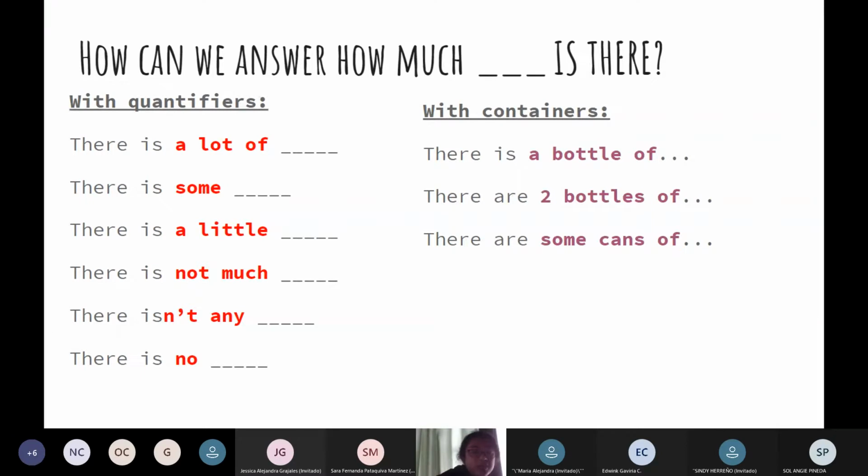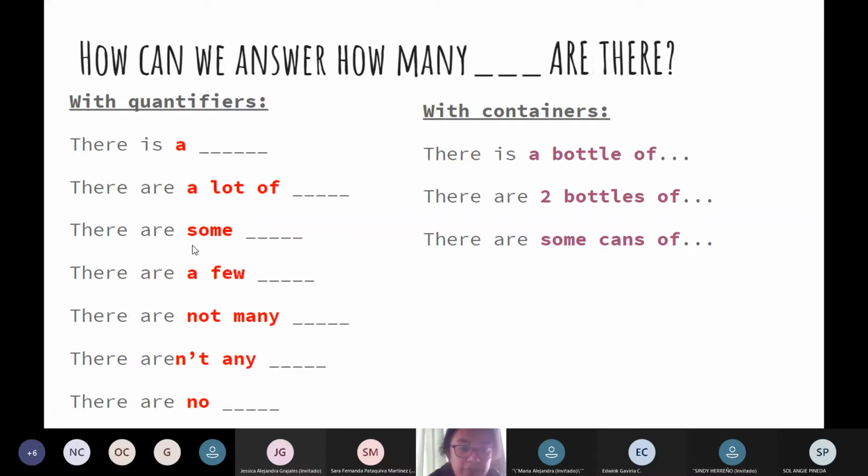Entonces, para decir que hay mucho, there is a lot. Aquí sí, por regla general, cuando utilicemos estos quantifiers, vamos a utilizar there is, siempre. No hay excepción cuando la respuesta es how much. Si utilizo a lot of, some, a little, not much, any, or no, va a ser there is. No hay o no hay, all right? There is a lot of, que es parecido aquí a esta, ¿ven? There is a lot of.